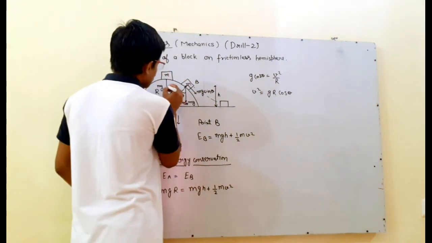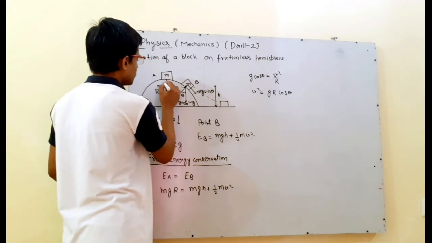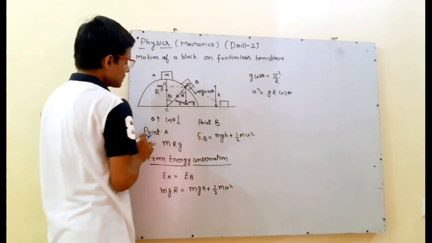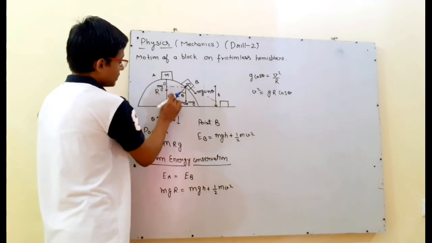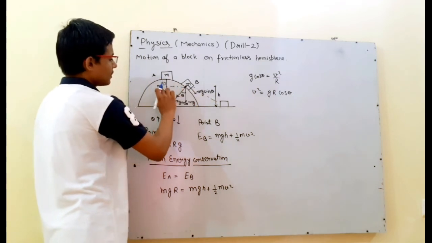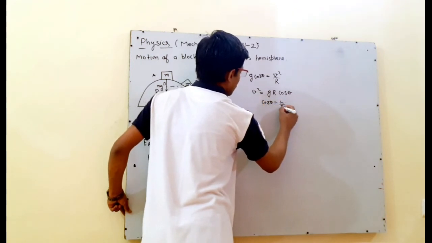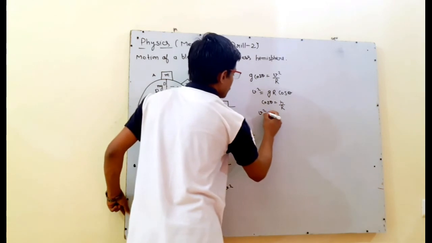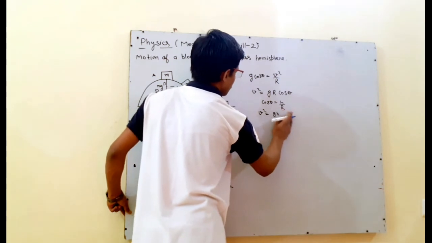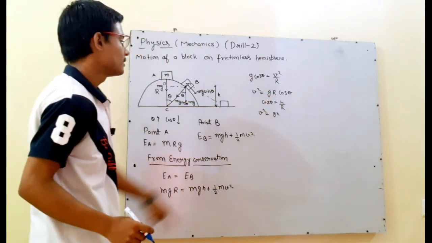If you observe this triangle, let us name the angle D. In triangle CBD, what will be cos theta? This is theta, this is the base, and this is the hypotenuse. Hypotenuse is r and your base is h. So what is cos theta? h by r. So v square will come out as gh. Put in cos theta, r will get cancelled, gh.